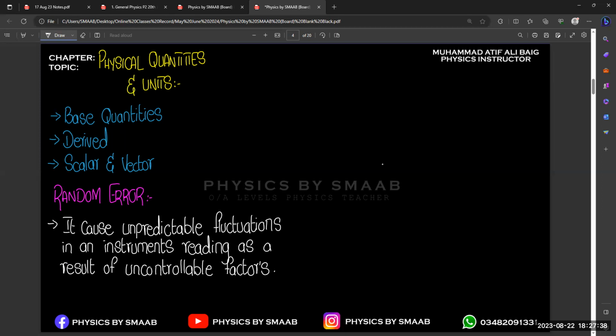And we know that due to this random error, there will be an effect on the precision of the measurement, right? That is because your readings, or the range of your final answer, will be wider compared to the mean value of the readings that you took from the experiment, right? So basically it affects the precision.